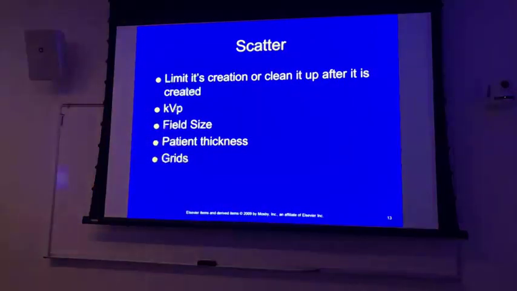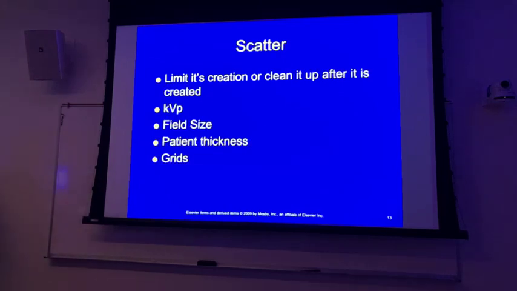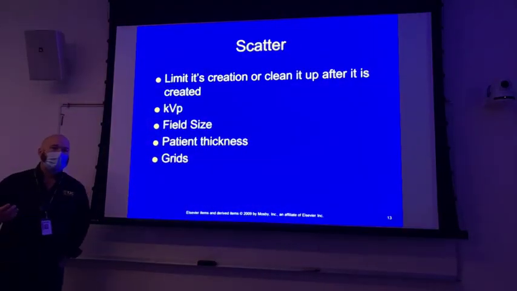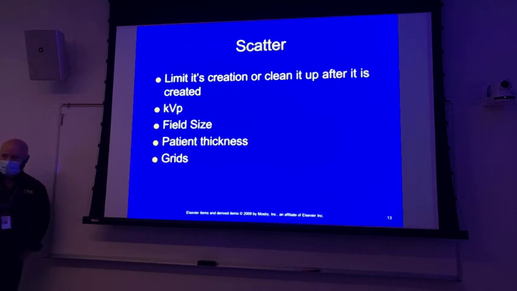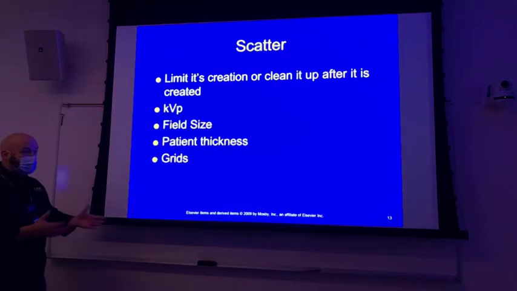So how we deal with scatter radiation and the effects of fog on the image is to either prevent it from being created or clean it up after it is created. We're going to create scatter, we're going to create fog. There's nothing we can really do about that. Even in dense tissues, we create a lot of scatter radiation. We're going to have more scatter radiation than true penetration without interaction. But we can do things to maximize how much is going through the patient in the form of scatter.